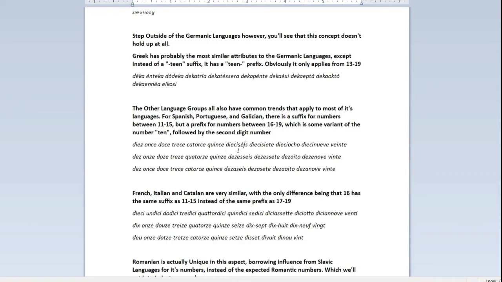But the point is that this is like 10, 6. This is 10, 7, 10, 8, 10, 9, right? It is literally just the 10 and then the second digit number.